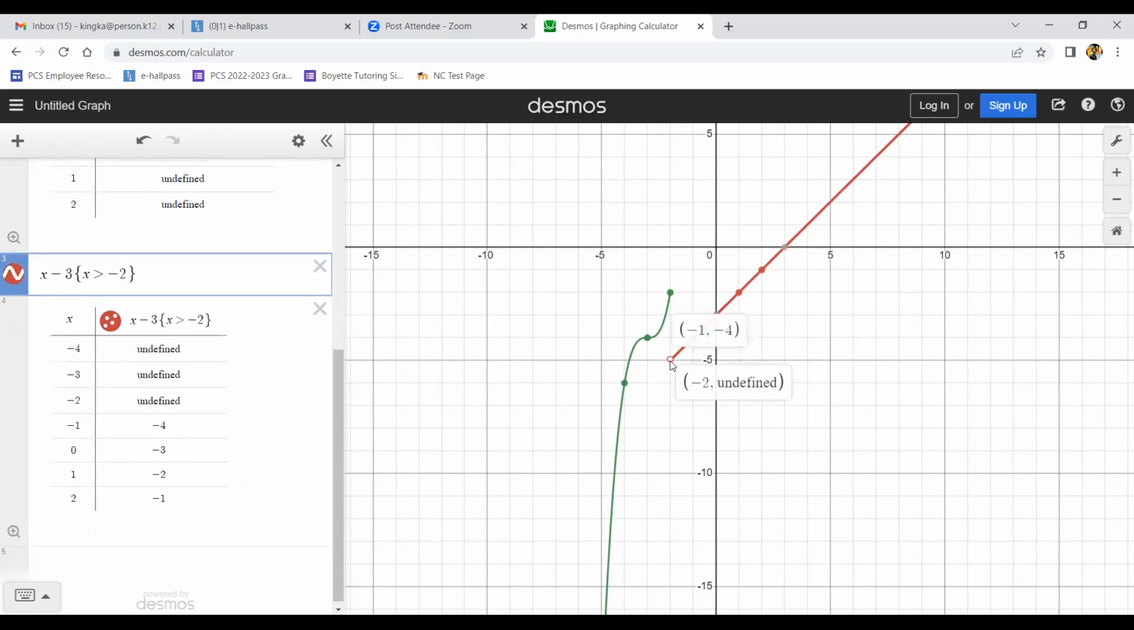Now we do have to draw this point down here, -2 and -5. Do you guys see how that's a circle that's not filled in? So we're going to make sure we draw a circle that's not filled in right there. Does that make sense? That's the very end of the graph. So -2, -5, we're going to draw that. And then we're also going to draw these points.